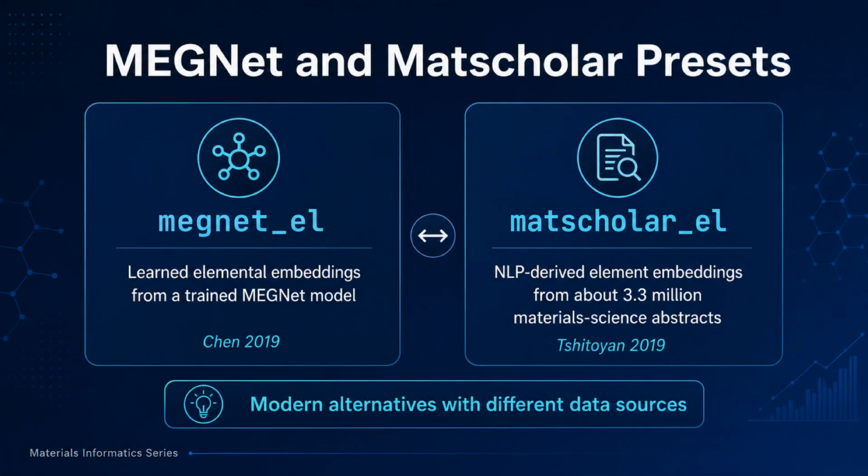The Magnet-L preset, from Chen and colleagues in 2019, supplies learned elemental embeddings taken from a trained magnet model. Matchaler-L, from Tishatoyan in 2019, uses natural language processing on about 3.3 million materials science abstracts to extract element embeddings. This captures implicit knowledge from the literature that might not be in explicit property databases.